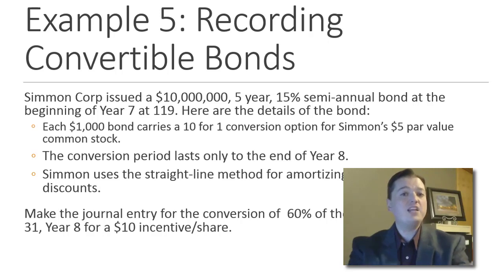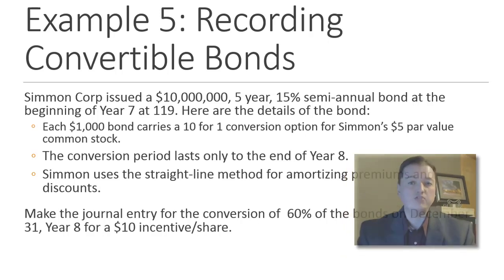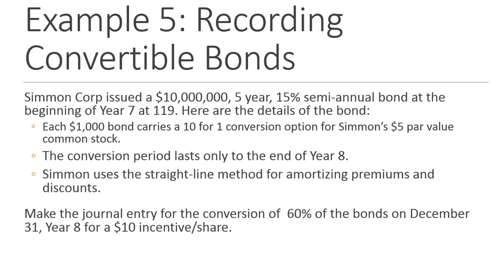I still get the benefit of that extra premium that people pay to get the conversion option, but I don't risk making a bunch of payments and then also having to give them a bunch of stock. Simon uses the straight line amortization method for premiums and discounts. We don't have to make that assumption, but we're going to in this case, because we're not talking about bonds, we're talking about conversions, and we don't want to take too much time doing bond tables that we've already looked at in the past.